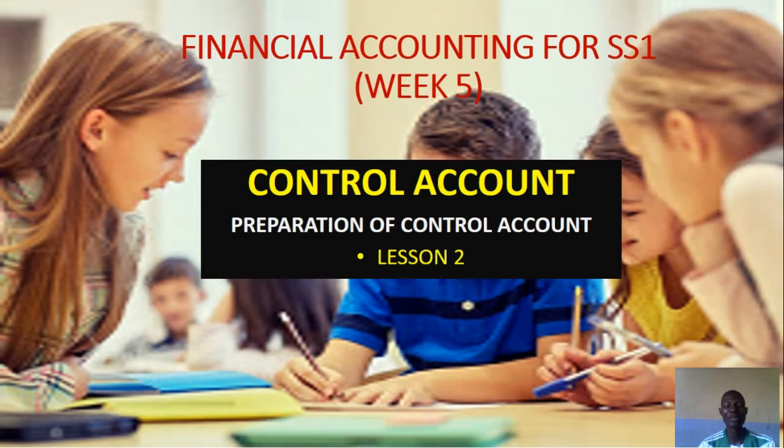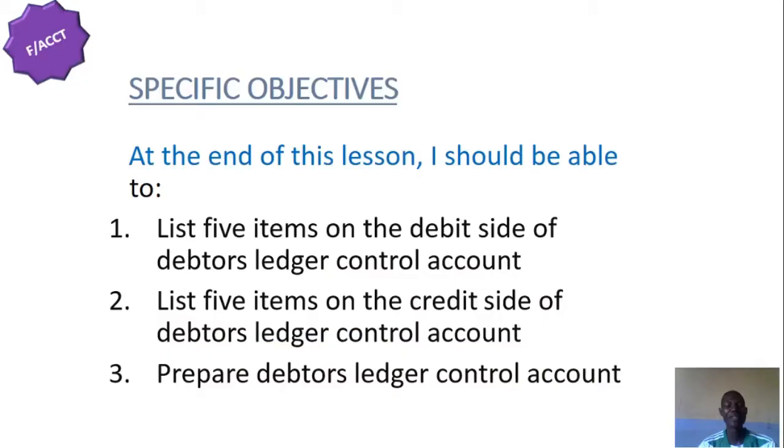Firstly, list 5 items on the debit side of debtors ledger control account. List 5 items on the credit side of debtors ledger control account. And the last objective will be to prepare debtors ledger control account.